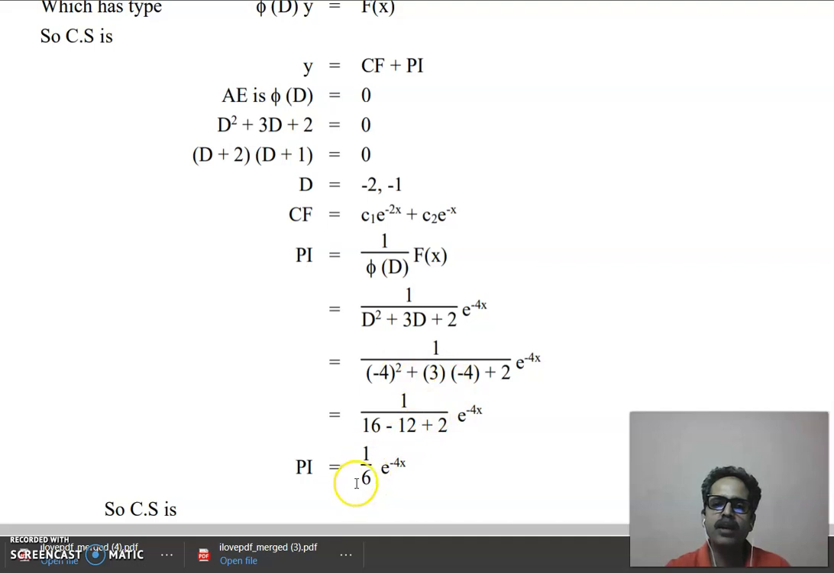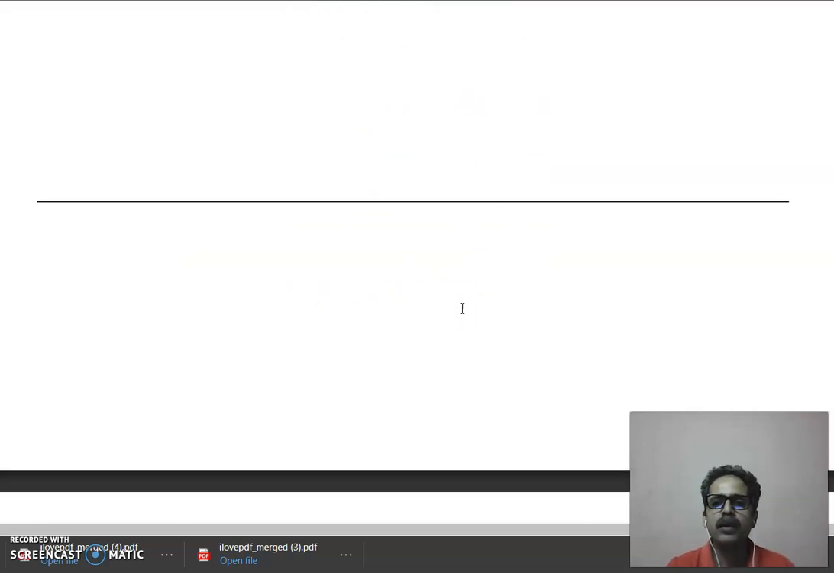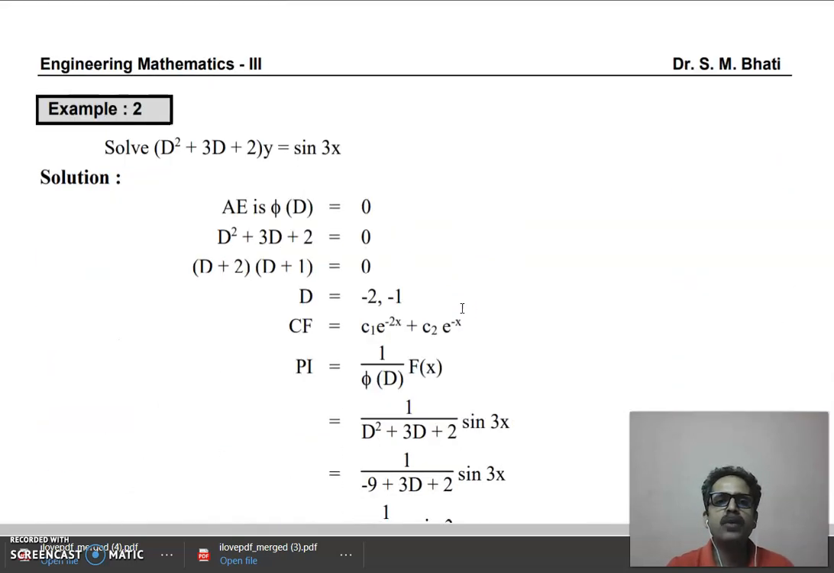As the denominator is non-zero, the formula is working, we obtain the value of PI, and now put this value of PI and this value of CF in this equation, we can get the solution of the problem. This equation stands for the solution of the given differential equation. Let's see now the second example.